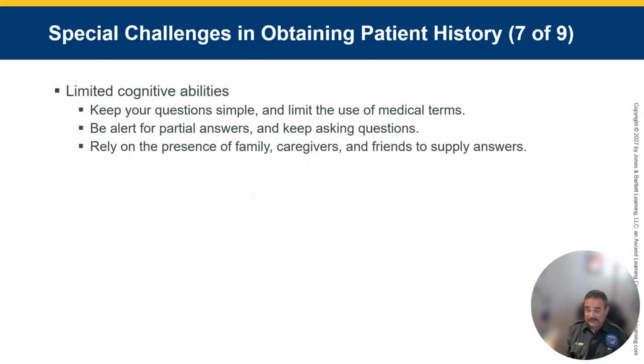Limited cognitive abilities. There are people whose mentation just isn't as well as others. Be patient. Take your time. Keep your tone and your questions very simple, very direct. Don't use medical terms. I threw that out the window a long time ago. It's much easier to talk plain English. Be alert for partial answers and keep asking questions. Rely on the presence of family and caregivers, because they can help you out a lot. Bystanders sometimes, those kinds of things. Anybody that knows the patient can be very helpful, so don't exclude them from the assessment.